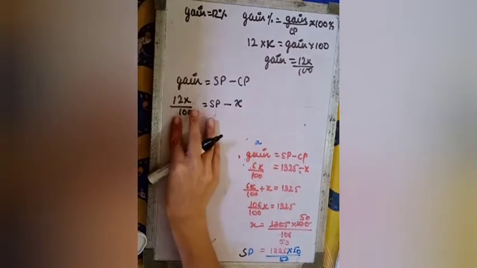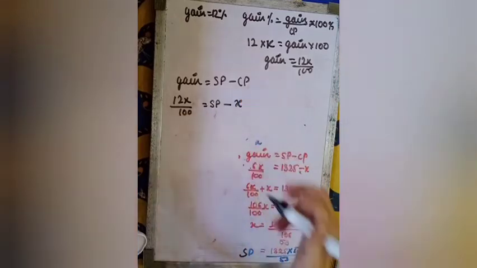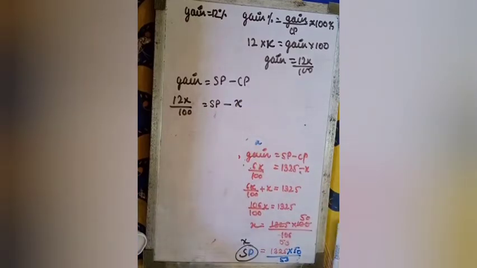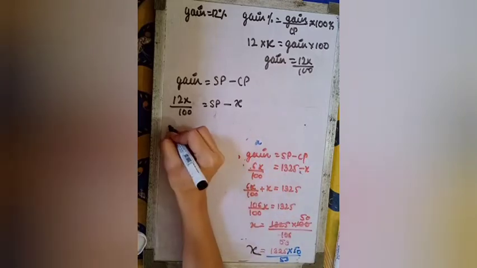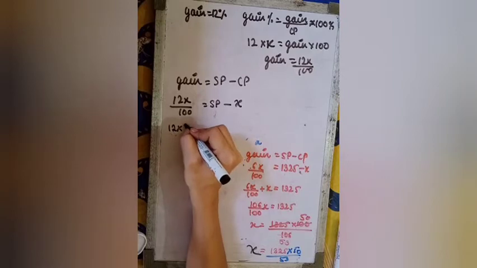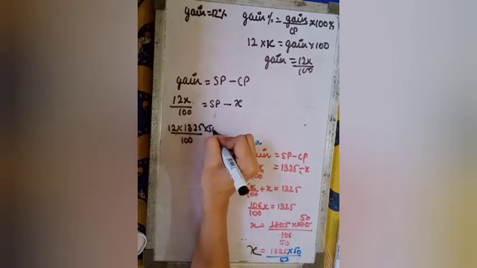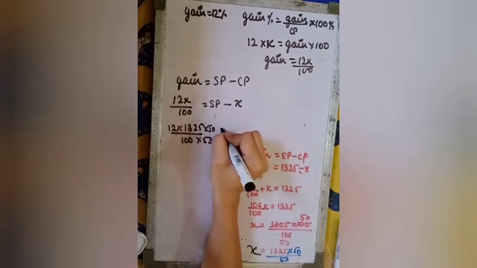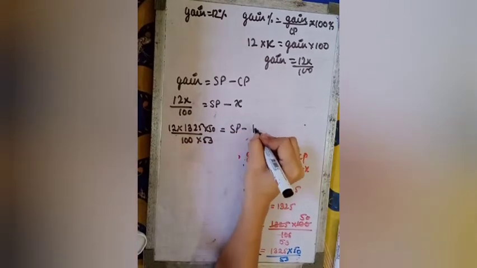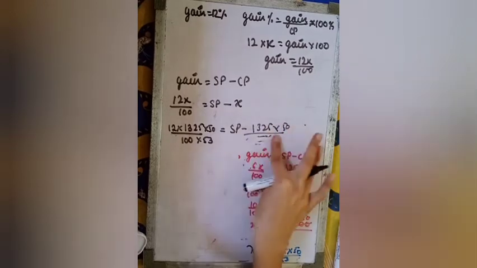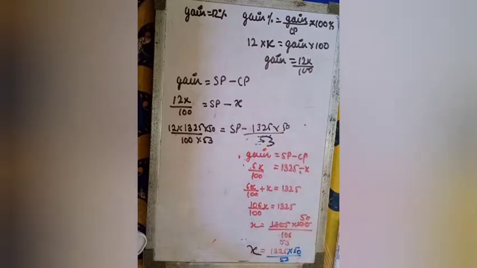So SP, now put this in place of this x. This is the value of x we have found out. Now put this value here: 12 into 1325 upon 100 into 50 upon 53. SP minus, so this 53. Now solve it further and find the value of SP. Now move on to question number 16.